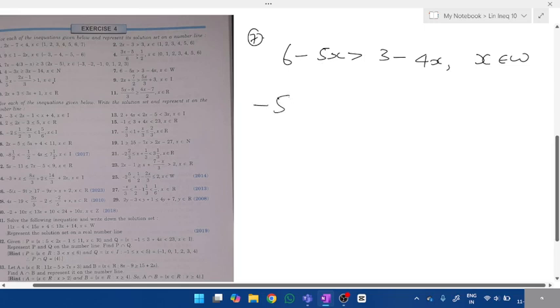Keep minus 5x left hand side. Bring this minus 4, plus 4x greater than 3 minus 6. Minus 1x greater than minus 3.